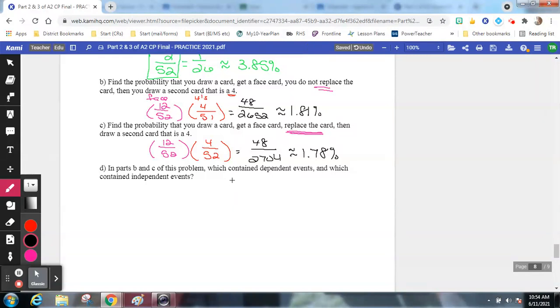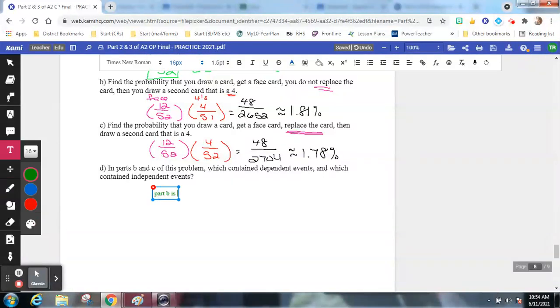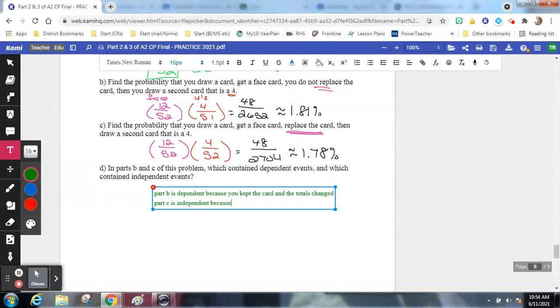And it says in parts B and C, which is your dependent and which is your independent. So remember, dependent is when things change. So the time that it changed was part B. Part B is dependent because you kept the card and the totals changed. Right? You went from 52 cards to 51, which would mean part C is independent because you replaced the card and kept the total in the deck the same.